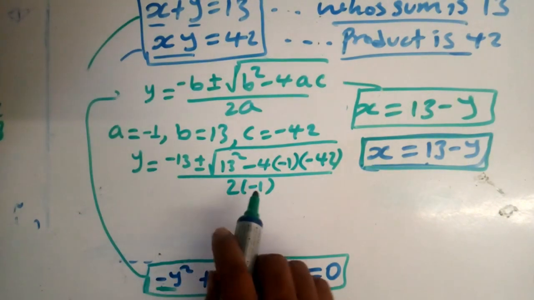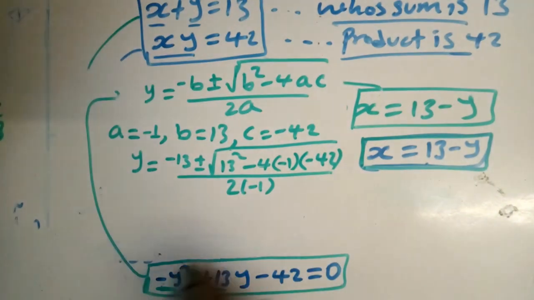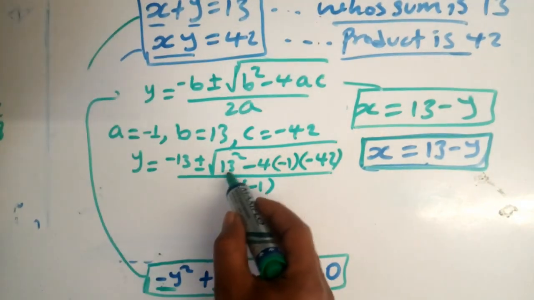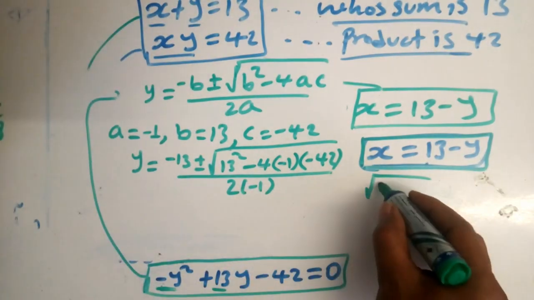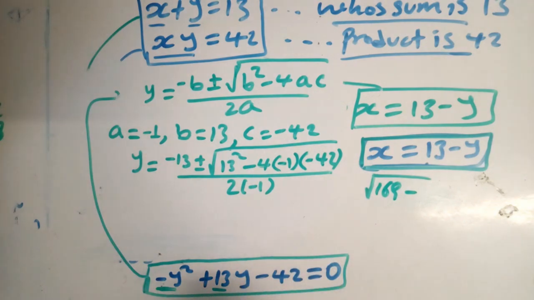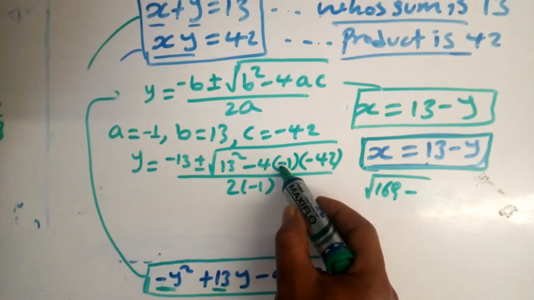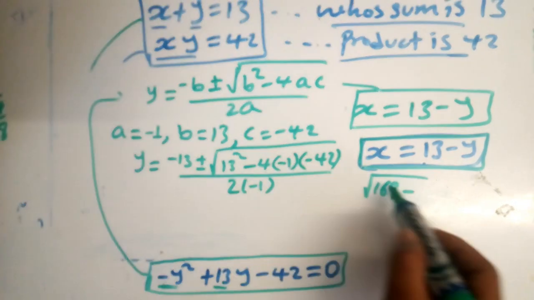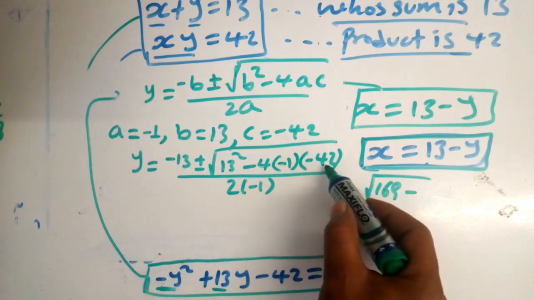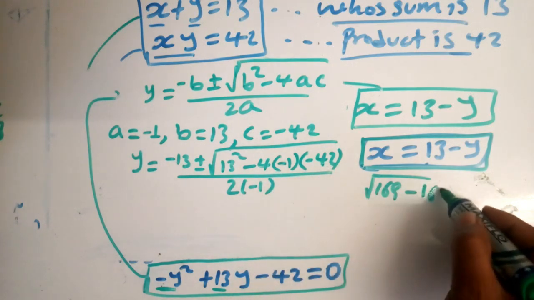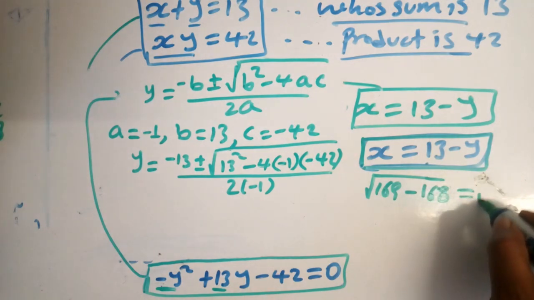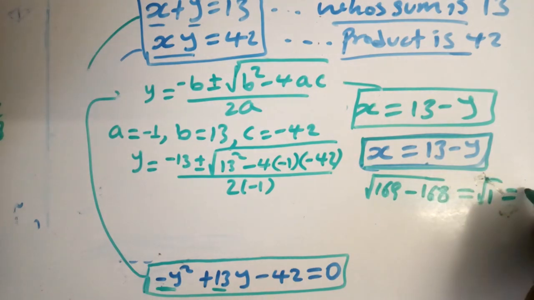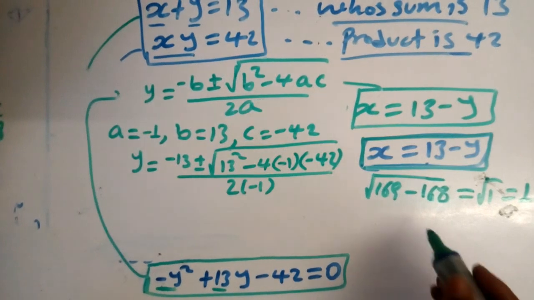Let us simplify the term under the square root. Thus 13 square is 169. Here negative times negative is positive, times negative is negative. Then 4 times 42 is 168. This is equal to radical 1, which is equal to 1.